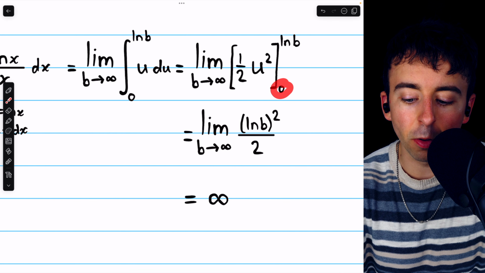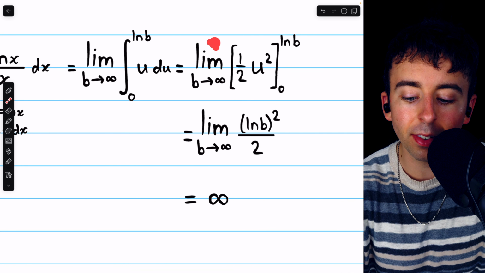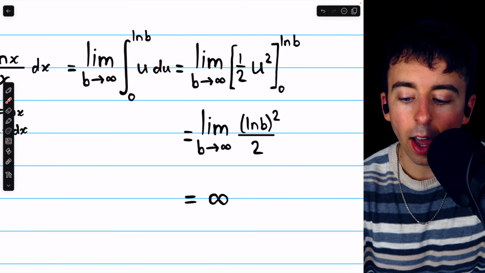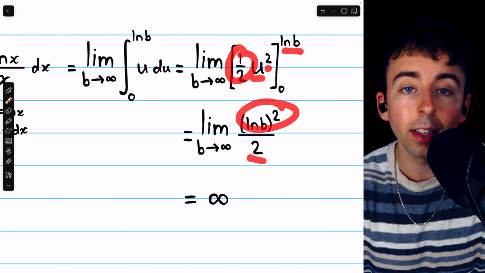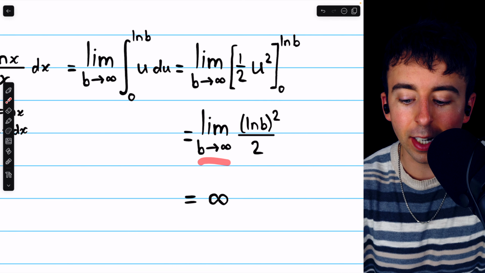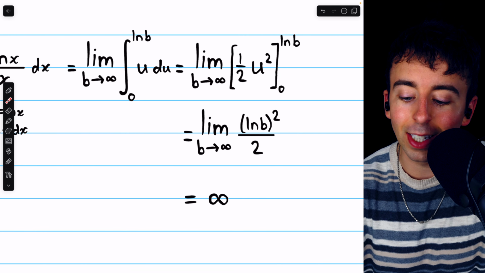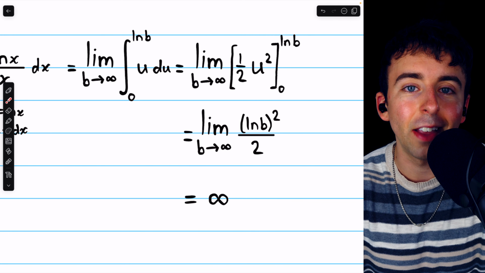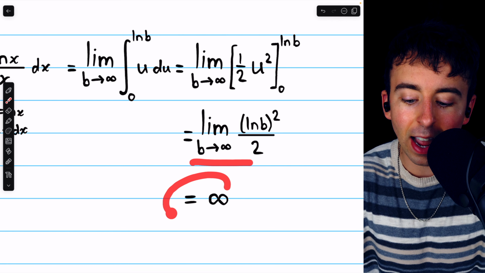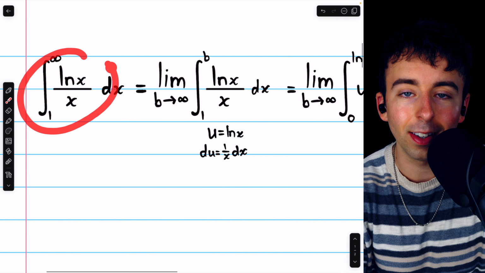When we plug in 0, the lower bound, this would evaluate to 0. So all we have is the limit as b goes to infinity of the natural log of b squared divided by 2. As b goes to infinity, the natural log of b also goes to infinity, and so certainly the natural log of b squared over 2 will go to infinity as well. Hence, this limit diverges to infinity, and so this integral does not exist.